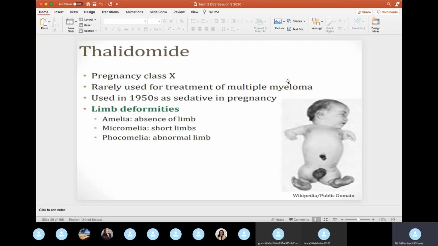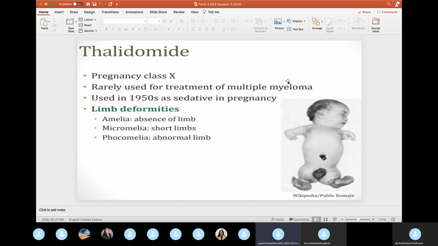Thalidomide. This is also a pregnancy class X. It is used for treatment of multiple myeloma. The bad thing is it was used in the 50s as a sedative in pregnancy. What's wrong with thalidomide? Anyone can remember? Thalidomide.